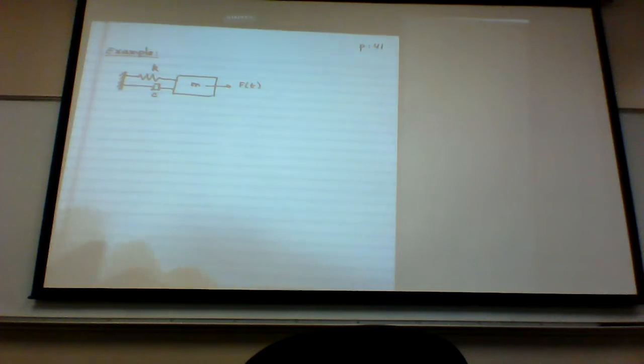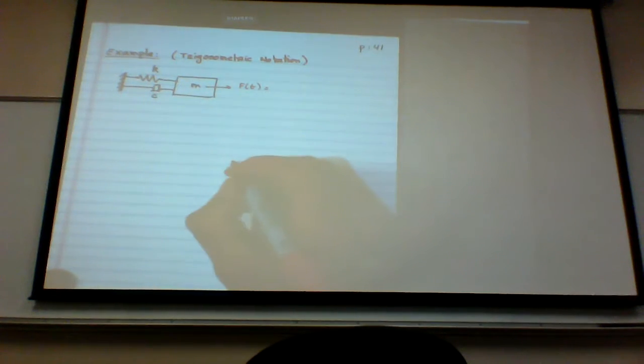All right, so let's say that we have a block of mass M, which is attached to a spring and also has a damper, K and C, and this is subjected to a force F of t.